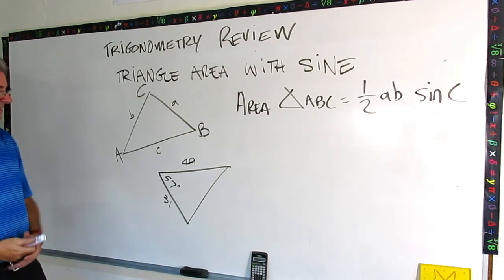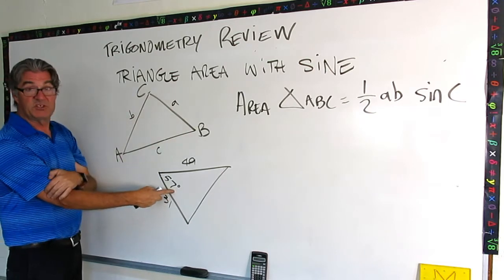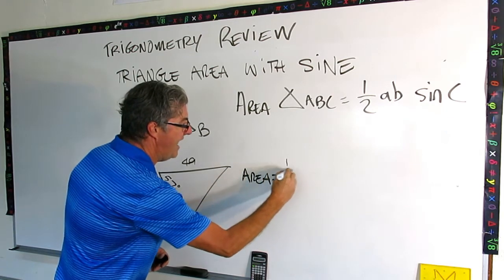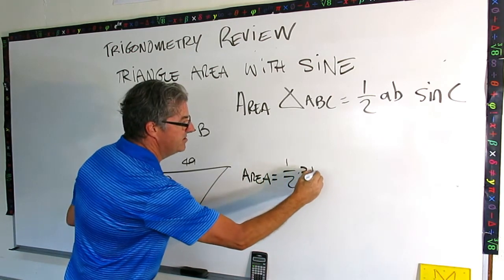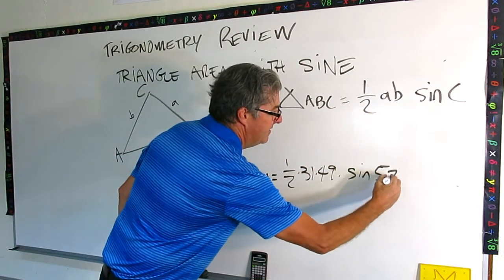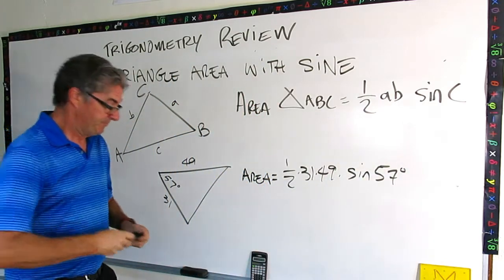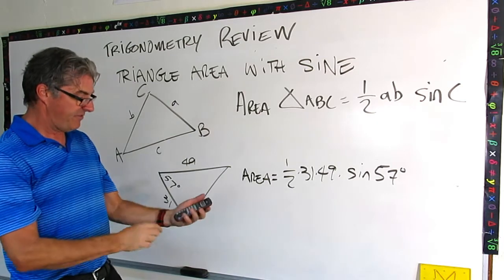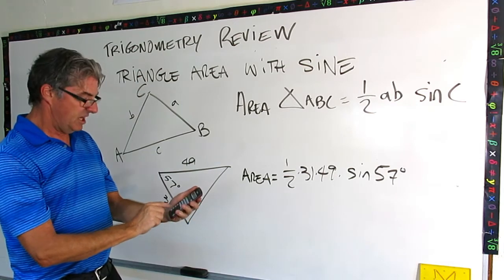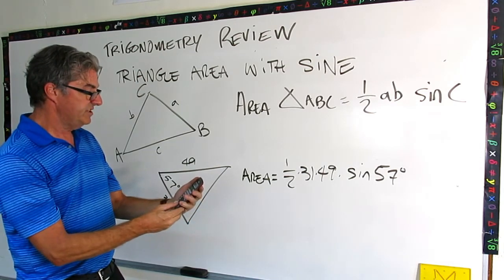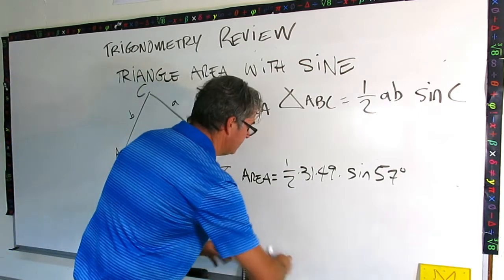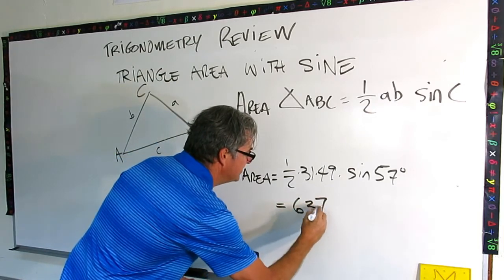So here's a simple problem. I've got my 2 sides and my angle that's between them. I want to find the area. So area is 1/2 times 31 times 49 times the sine of 57. And remember, show me this plug-in step. Let's get out the calculator and do the math. 0.5 times 31 times 49 times 57 sine equals, I get 636.97, so I'm going to round that to 637.0.